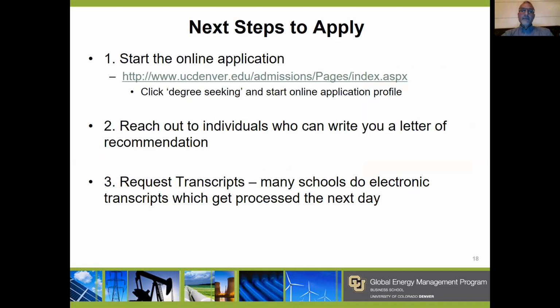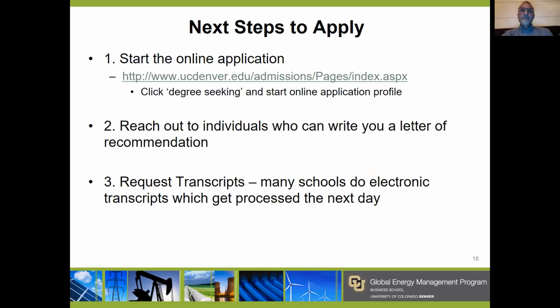As far as applying, with the application process, our link right there will take you to a page to create a profile and then start your online application. As a couple of next steps, one is to start thinking about who you want your recommenders to be. In our application system, you can put their names and emails in, and it gets sent to them, so maybe give them a little advance notification.